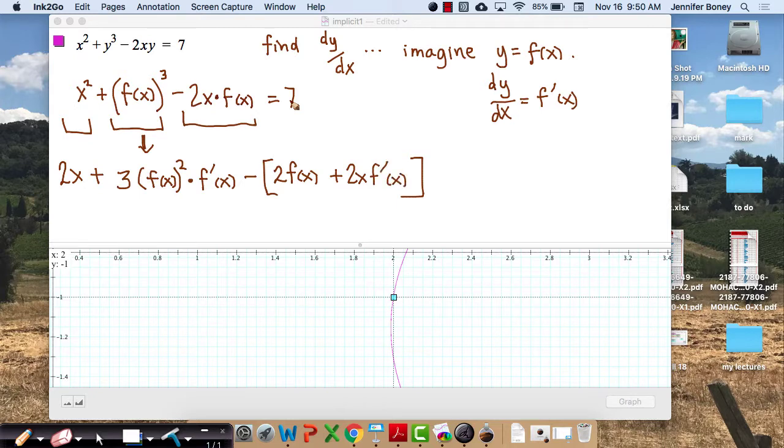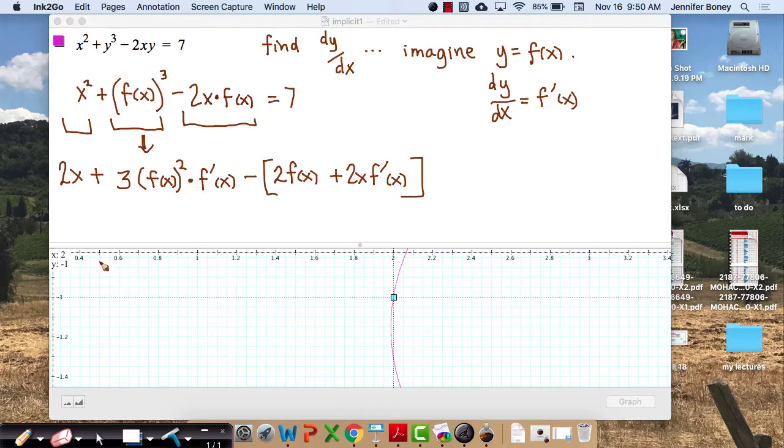So that left-hand side is all nice. What I've done is take the derivative of each of the 3 terms. Now our actual goal is to take the derivative of not just a series of terms using derivative rules, but to somehow find a derivative relationship. We have an equation here as opposed to a function. We have x squared plus y cubed minus 2xy equals 7. And what we've just done so far is find the rate of change of the left-hand side of that expression.